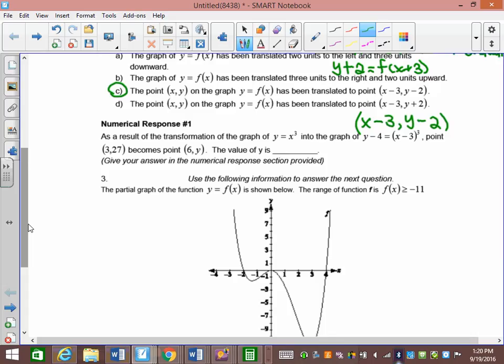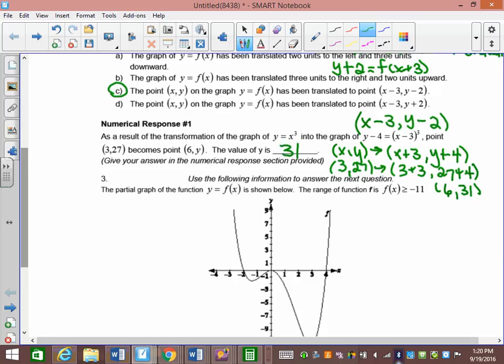Numeric response. As a result of the transformation of the graph y equals x cubed into the graph of y minus 4 equals (x minus 3) cubed, the point (3, 27) becomes (6, y). What's the value of y? We're changing a point. Whenever we change a point, we use mapping, remember? So (x, y) is going to become (x plus 3, y plus 4), so 3 to the right and 4 up, because when it's with the variable, you move to the opposite. Then I can plug the points in. So (3, 27) becomes (3 plus 3, 27 plus 4), which is (6, 31).